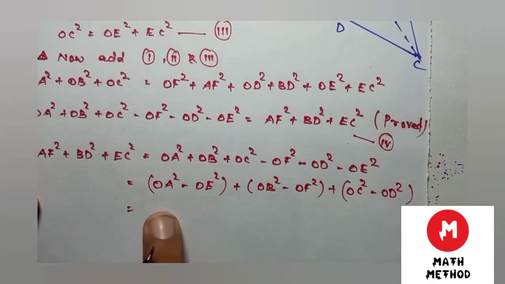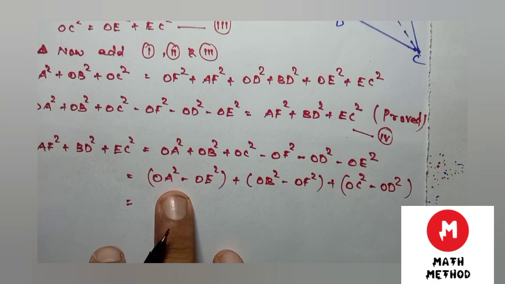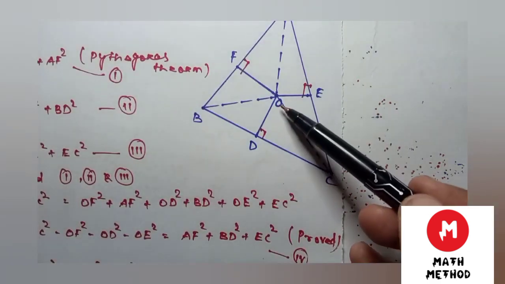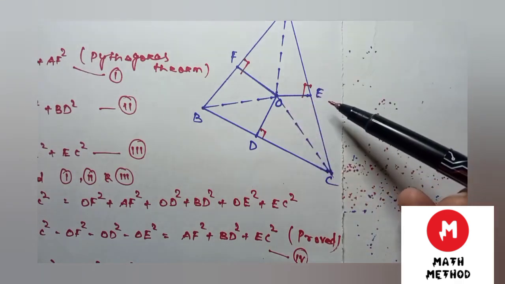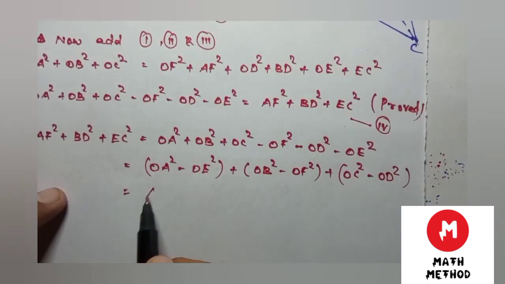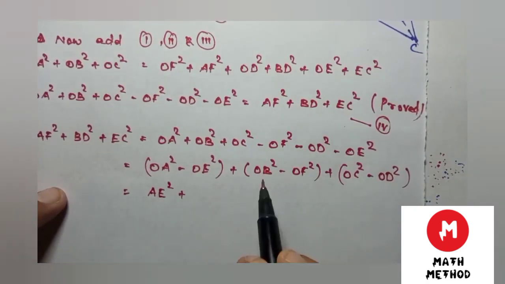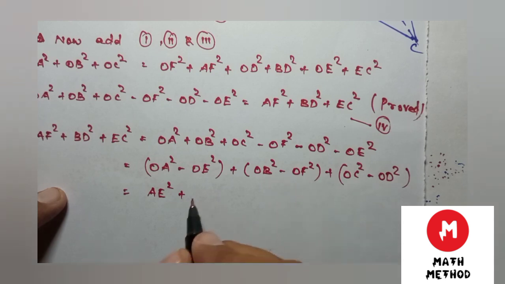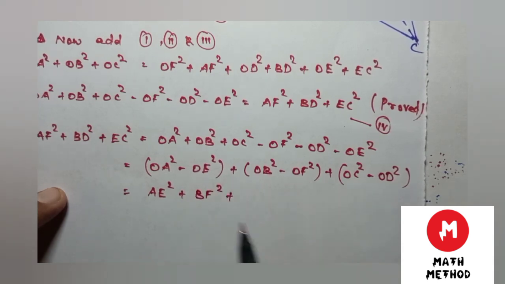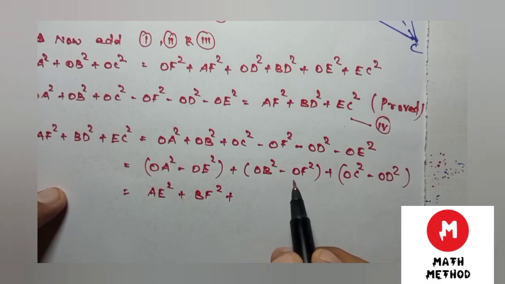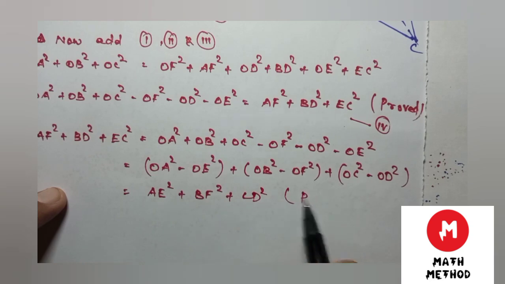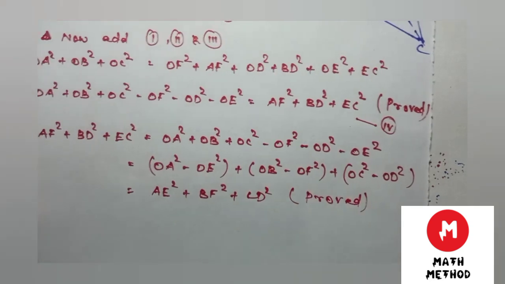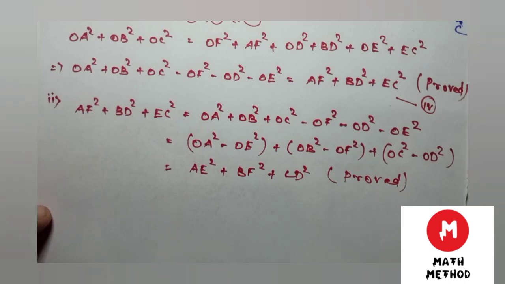So here also by applying Pythagoras theorem, OA square minus OE square is equal to our AE square, plus OB square minus OF square is equal to our BF square, plus OC square minus OD square is equal to our CD square. This is our proved. So part 2 is also over. Question 8 is over. Now question number 9.